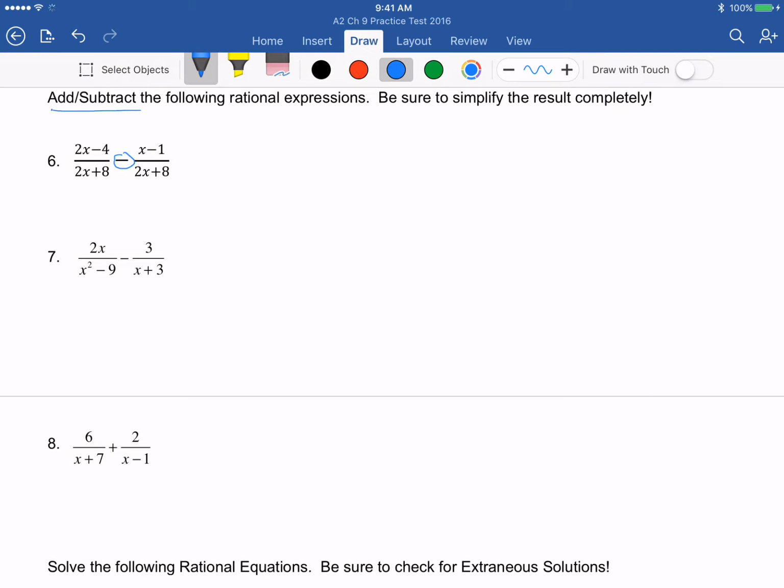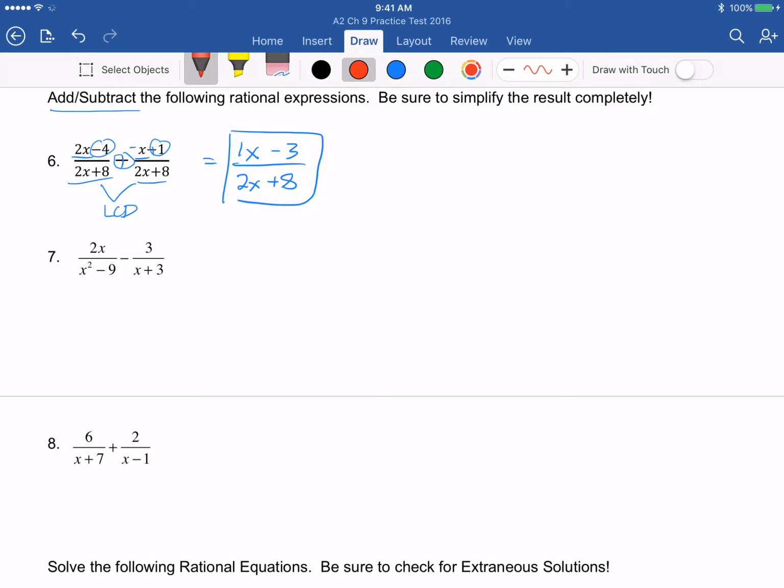All right, looking at number 6, it is asking me to subtract here. So in order to add or subtract rational expressions, we need common denominators. So I look here, I do have common denominators, so I can actually just subtract. So this guy, I'm going to make that into a plus and make both of these the opposite. So I have 2x plus a negative 1x is going to be 1x. Negative 4 plus a positive 1 is going to be negative 3. And then I keep that same common denominator, which is 2x plus 8.